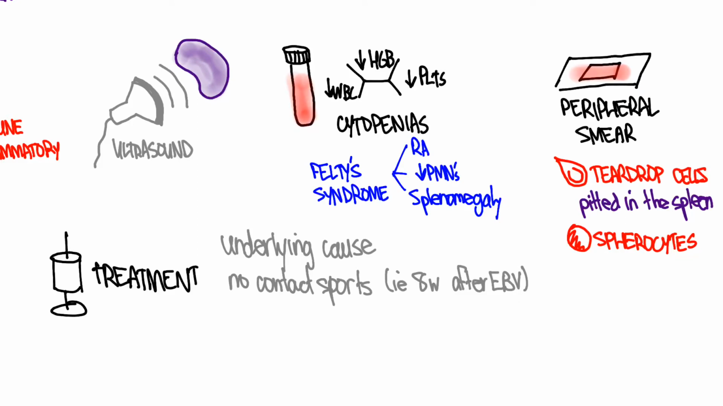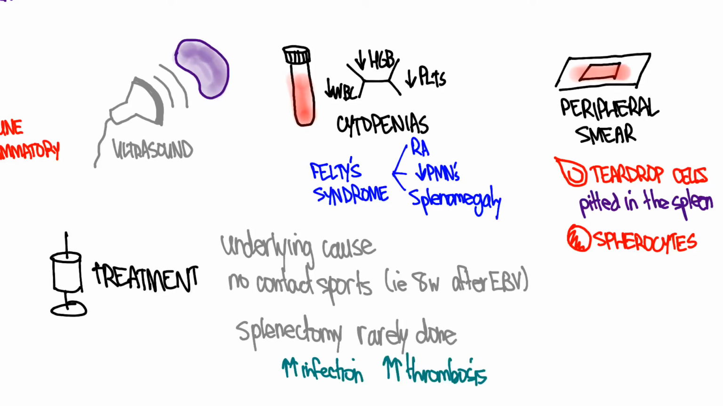No-contact sports, because we're afraid of splenic rupture. When it's so big, it's no longer protected. And that could be for a while, like 8 weeks after EBV. And splenectomy is rarely done because it increases the risk of infection as well as the risk of thrombosis.